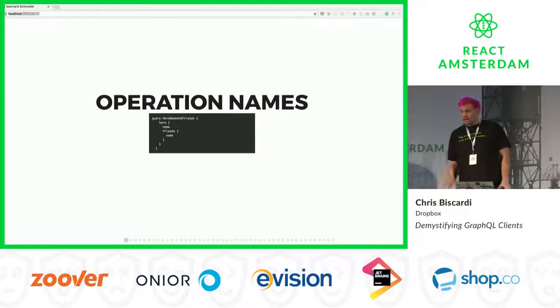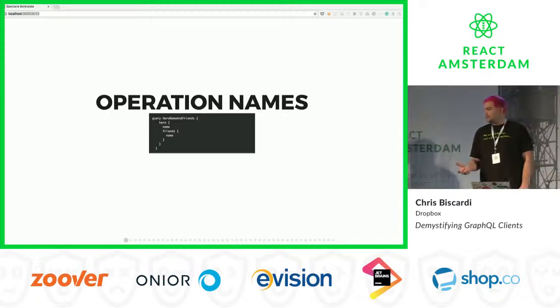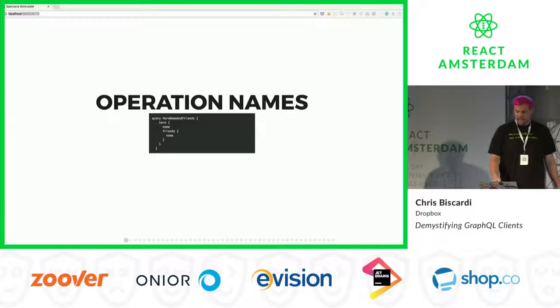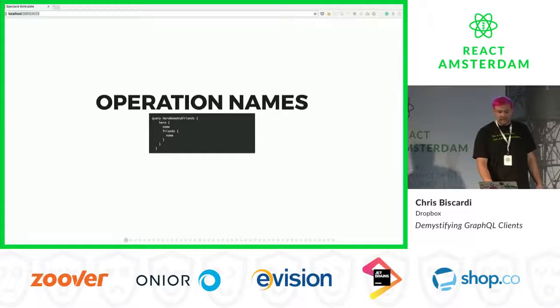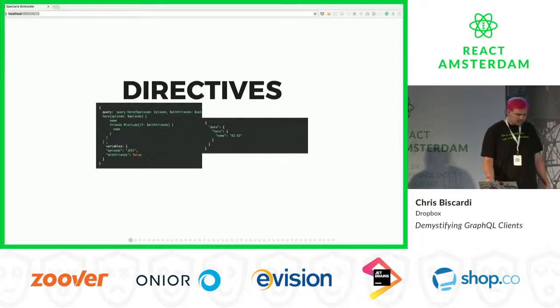Then we have operation names. Basically, if you only have one query, you don't need to name it. And the shorthand just looks like a JSON object. But if you have multiple queries or a query in a mutation or any number of things, you should be naming these things. And if you use a client like Apollo, it actually enforces that the names for these operations are unique. And this helps the static analysis and things like that. You can consider operation names very similar to function names.